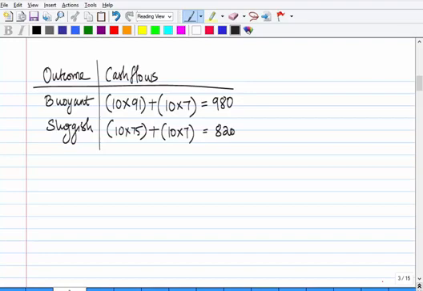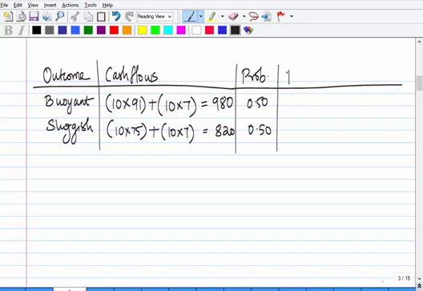So this is going to be the cash flow. But again, you will not get these cash flows for sure because you have probabilities for both these market conditions. So let me capture the probability. The probability for buoyant market condition is 0.5 and for sluggish market condition is also 0.5. So what is the probable cash flow? The probable cash flow is going to be 980 into 0.5, which is 490, and 820 into 0.5, which is 410. And these cash flows are not going to happen now, they are going to happen after 1 year. It means they have to be discounted.